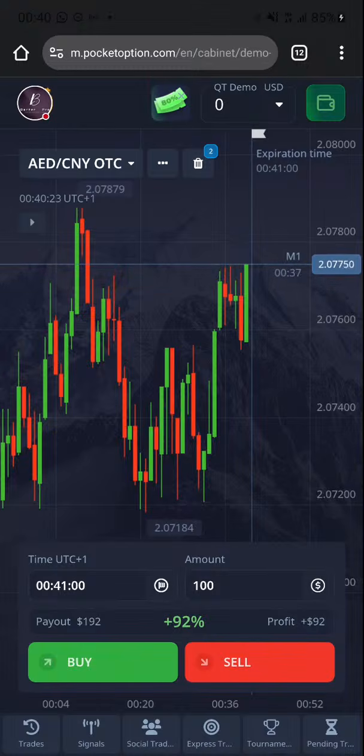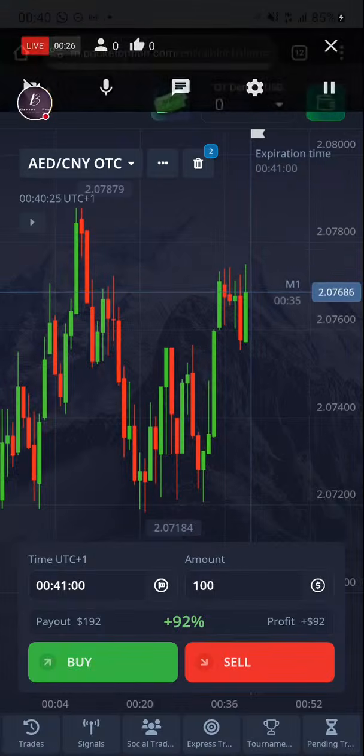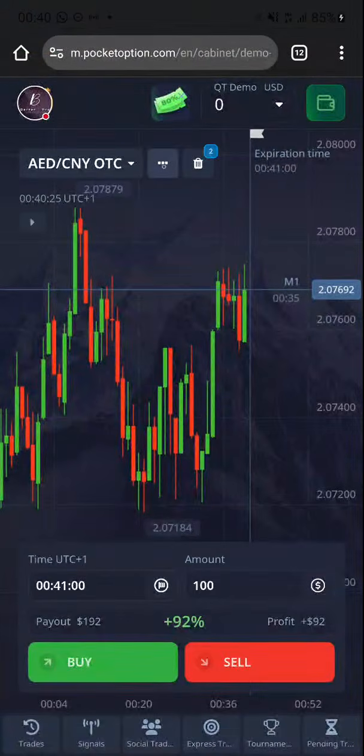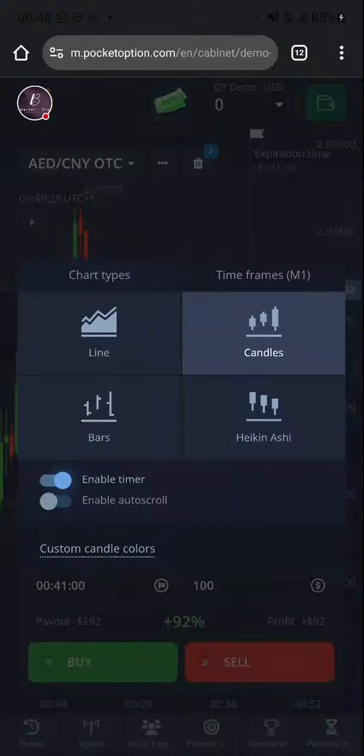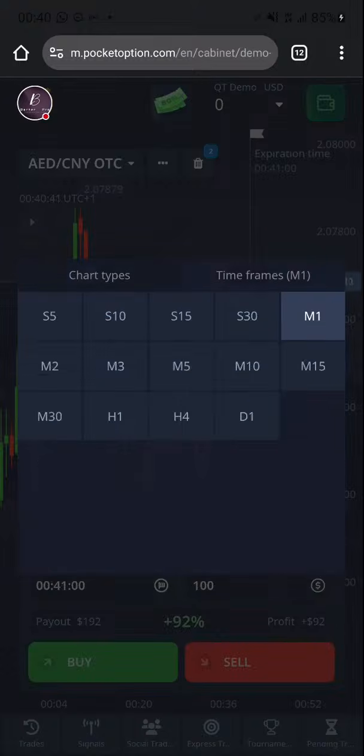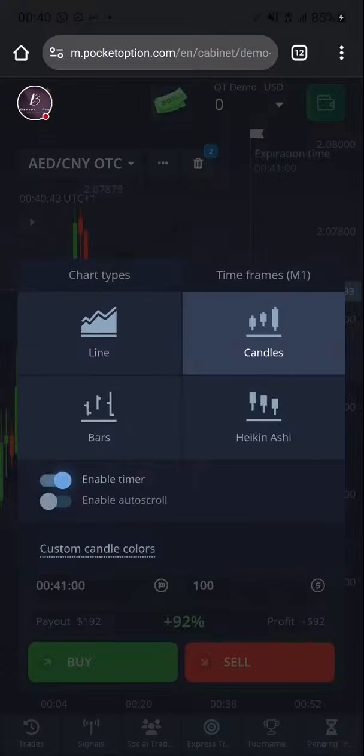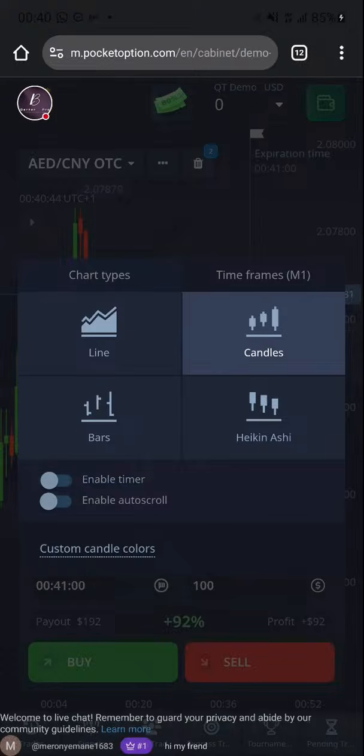Okay. So we're going to start with the setup for today. And we're going to click on this. So the chart that we're going to be using is the candlestick chart, and the time frame is going to be 1 minute. Basically, we'll enable this timer here.